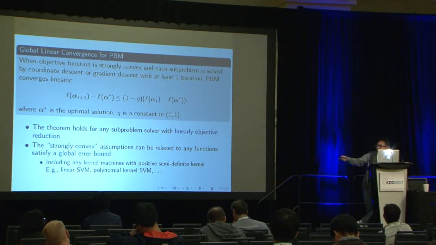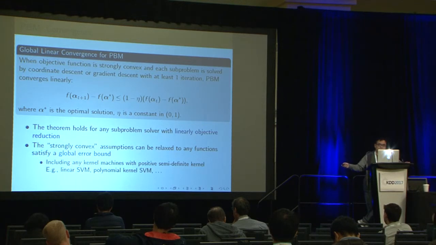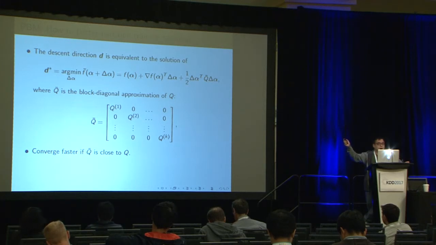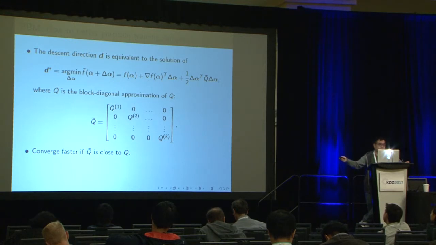there's a condition called global error bound. We show if the function satisfies global error bound, then you still have linear convergence. Basically, many functions satisfy this condition, including SVM with linear kernel or any polynomial kernel. So finally, we try to discuss how do we partition the data or the dual variable. So I didn't mention this in the algorithm. Basically, you can do it randomly, but we show there's a better way to do it.